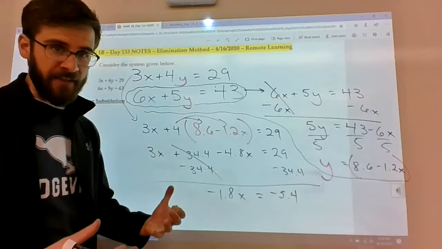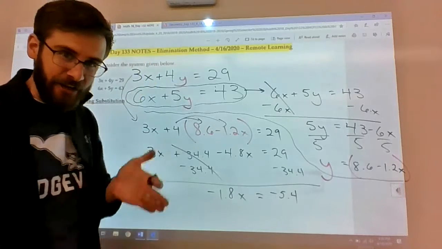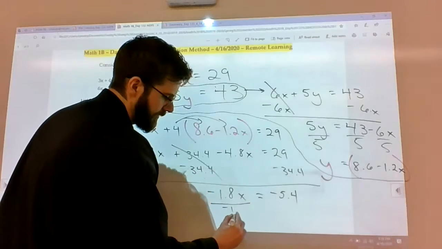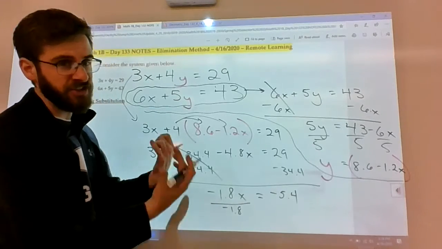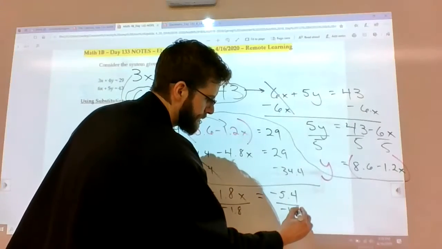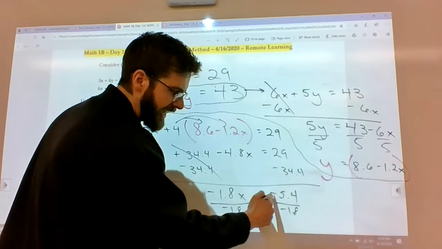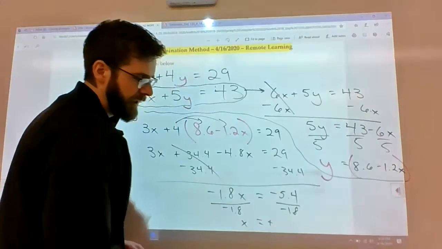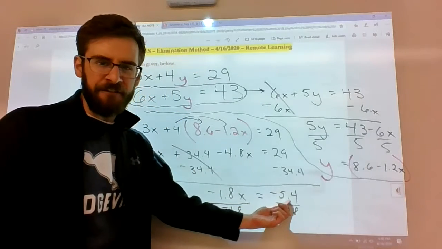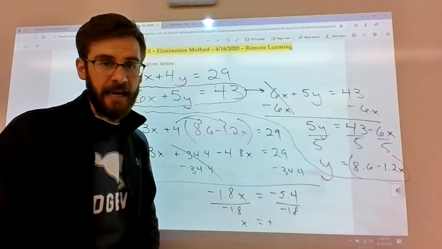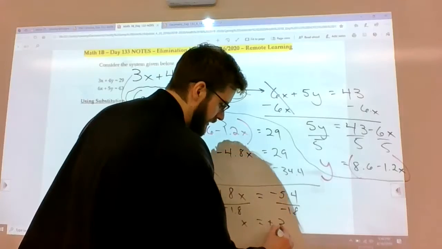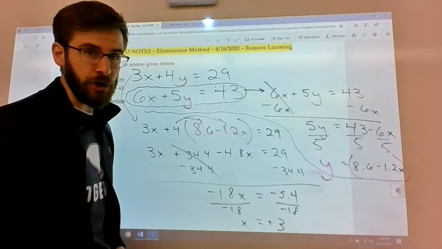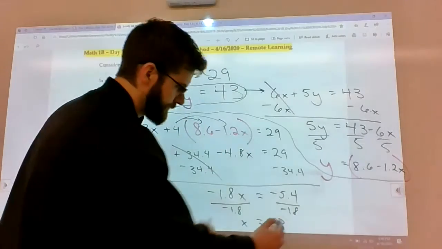You divide by that negative 1.8 to clear the coefficient in front of the x. Now the coefficient's a 1, which makes it just x. So x is equal to, negative divided by negative is a positive. This is the same thing as 54 divided by 18. 18 goes into 54 exactly 3 times. We've solved for x. Took us a while, but we got x.